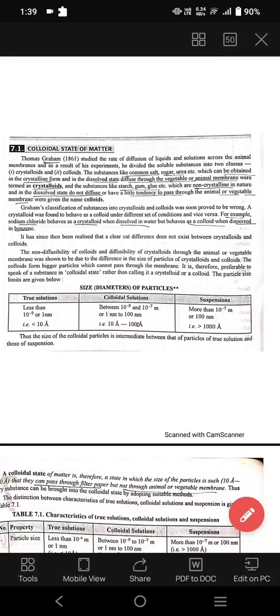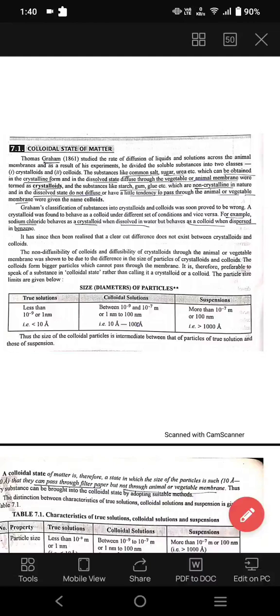The substances like common salt, sugar, urea, etc., which can be obtained in the crystalline form and in the dissolved state diffuse through the vegetable or animal membrane, were termed as crystalloids, and the substances like starch, gum, glue, etc., which are non-crystalline in nature and in the dissolved state do not diffuse or have little tendency to pass through the animal or vegetable membrane, were given the name colloids.